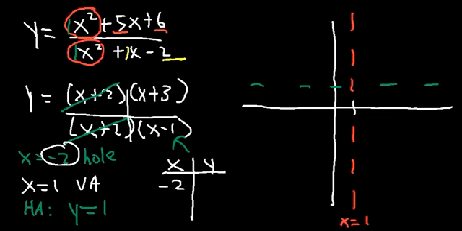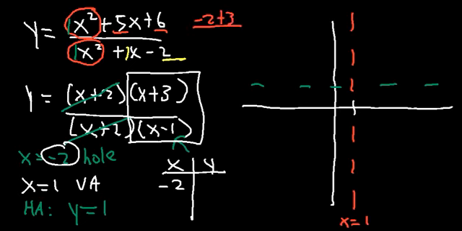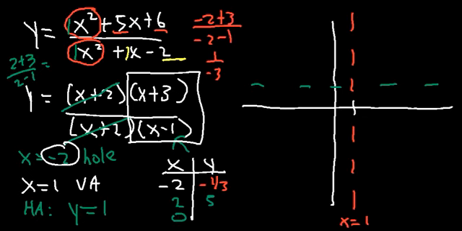If we plug in negative 2, we just need to plug it into the surviving equation. So it's negative 2 plus 3 over negative 2 minus 1. Negative 2 plus 3 is 1, and negative 2 minus 1 is negative 3. So we get the point negative 1/3. I would also plug in one number to the right of the vertical asymptote, as we did before, like 2. Let's see if I can fit it here. 2 plus 3 is 5, and 2 minus 1 is 1, so we just get 5. And plug in one number to the left of it. So let's say 0. 0 plus 3 is 3, and 0 minus 1 is negative 1, so we get negative 3.